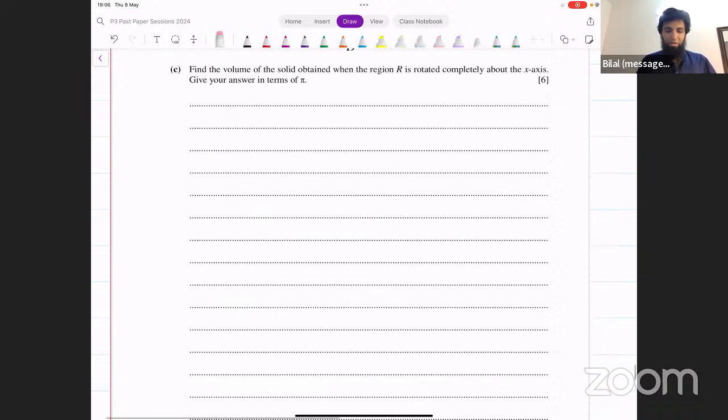Let's do the last part of this. It says, find the volume of the solid obtained when the region R is rotated completely about the x-axis. Give your answer in terms of pi. Now, what's the formula for volume of revolution about the x-axis? Pi into integral of y squared with respect to x. Limits are values of x, x equals a to x equals b. We need to find this volume of revolution.